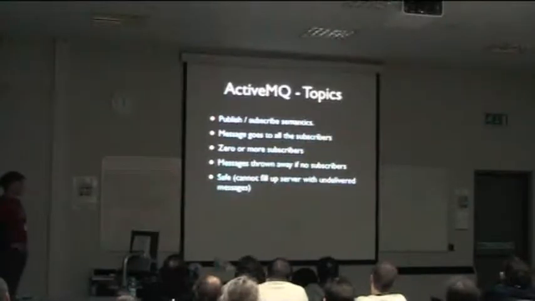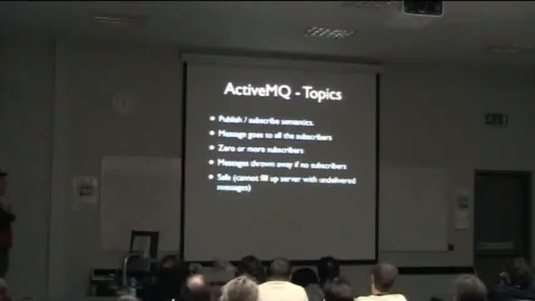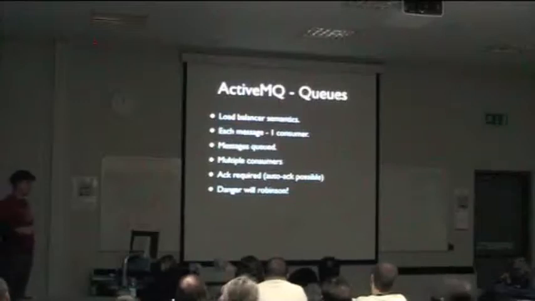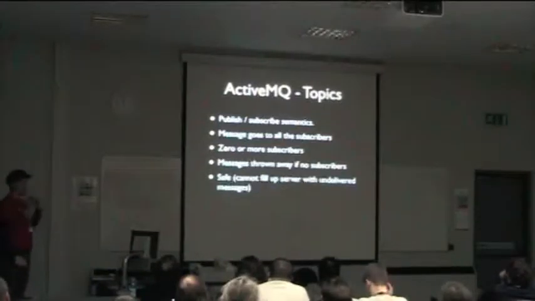So there's AMQ, which is the Apache Java server. Java will run for its amazingly great stack traces. And you get two types of things, you get topics and queues. A topic is my public subscribe, and queues are my actual queue of work. Topics are fine, because if nobody's listening, then you get thrown this away.